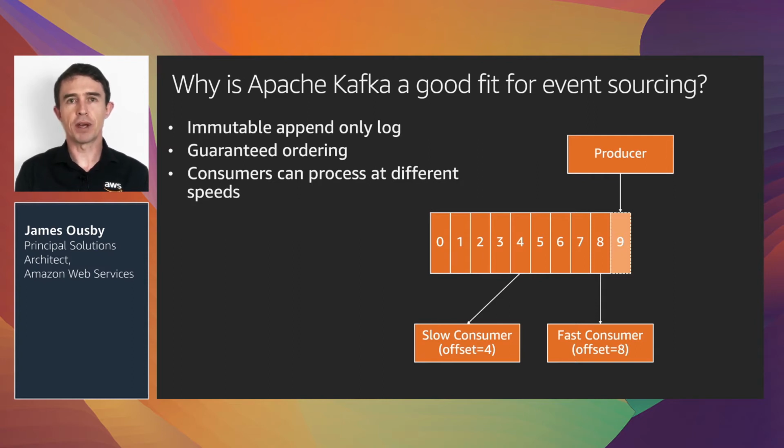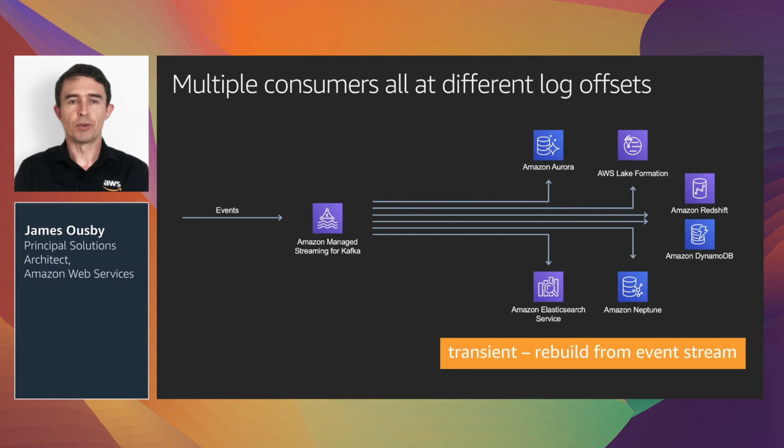And then consumers can make their way through that ordered sequence of messages at a rate of their own choosing. And you can go back to the start and replay if they like. So this is ideally suited to the event sourcing concepts that we talked about earlier. And if we look at multiple consumers here, we've got this diagram we saw earlier. All of these consumers can be at different log offsets, where they're up to in processing a particular topic in Apache Kafka.